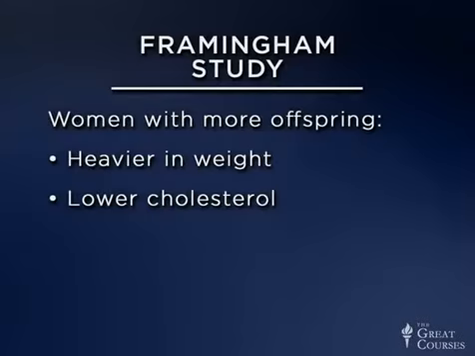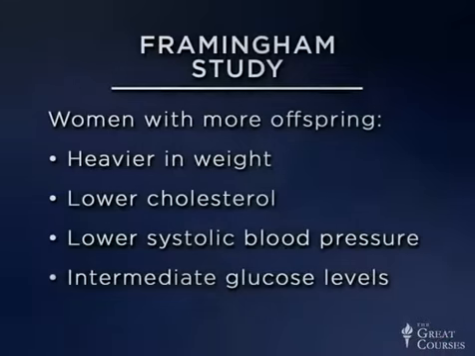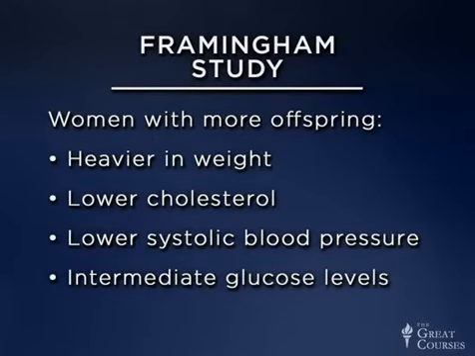For example, if you take a measure of cholesterol, cholesterol in females is negatively associated with reproduction, so that women who have lower blood cholesterol were having more offspring. Women who had lower systolic blood pressure were having more offspring in the Framingham study. Blood glucose is something that was under stabilizing selection in the Framingham study. Having glucose levels that were intermediate were the ones that had the most offspring. Having very high or very low levels were having fewer offspring.